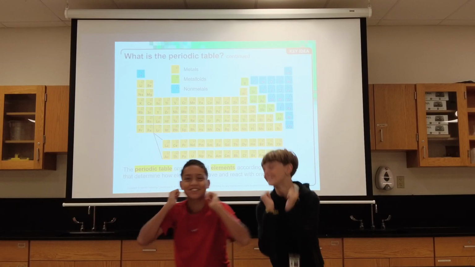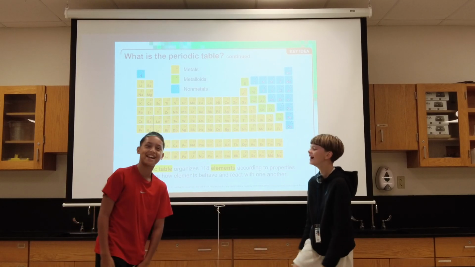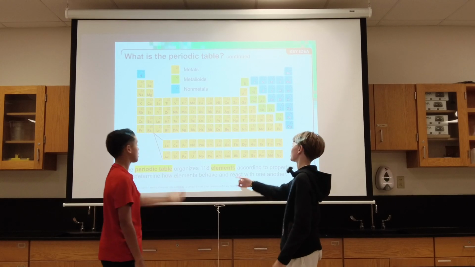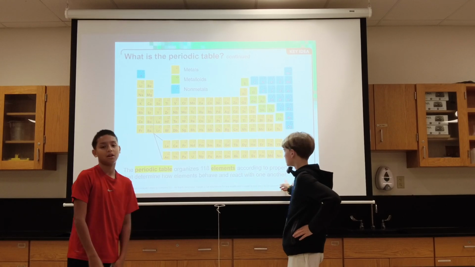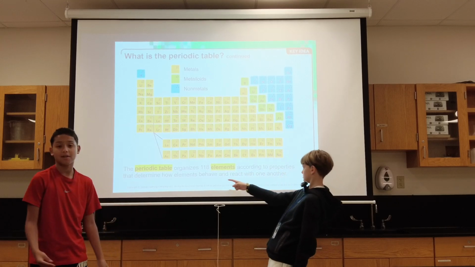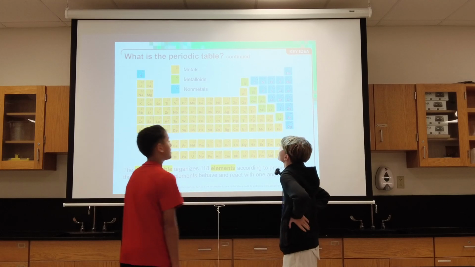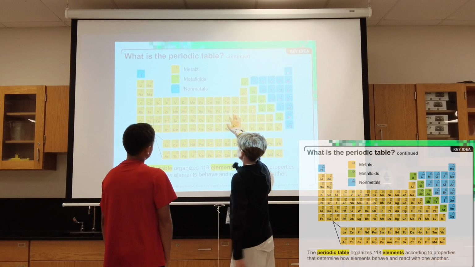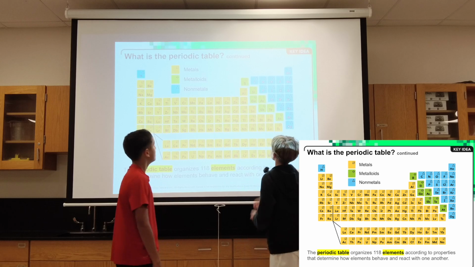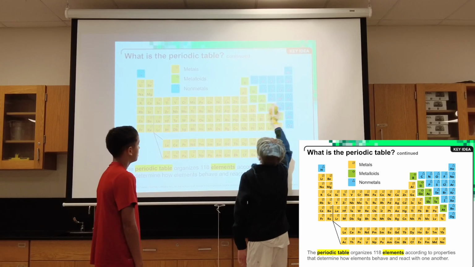The periodic table. What is the periodic table? The periodic table organizes all 118 elements according to properties that determine how they behave and react with one another. Hey, Leo, where can you find metals on the periodic table? You can find metals in the middle and also the bottom. You can find metalloids in the staircase, and then non-metals up here and one over there.